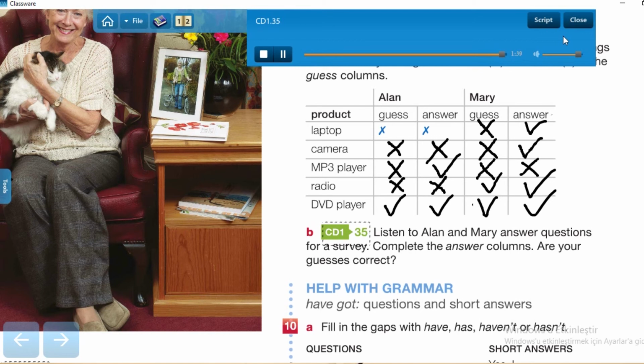Has she got a DVD player? Yes, she has, but it is very old. So, most of my guesses are correct.